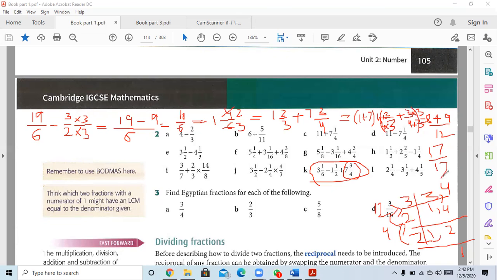So make it in mixed fraction. 12 how many times equal to 17 or less? 1 time. Okay, here is 12, and how many left? That is equal to 5. So answer is 1, 5 by 12. That is your answer. I hope you understand. That is too easy to solve such type of questions. So let's move on.